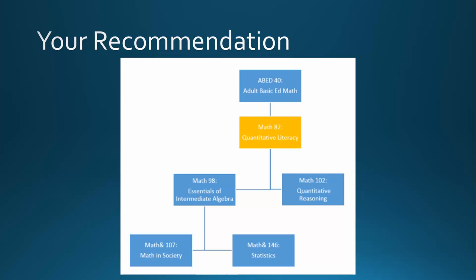Based on the problems that you just worked on in the assessment center, you received a preliminary recommendation of Math 87, Quantitative Literacy. This course was specifically designed to help students to prepare for an algebra course. Math 87 spends time continuing to develop skills with fractions, percents, and proportions.